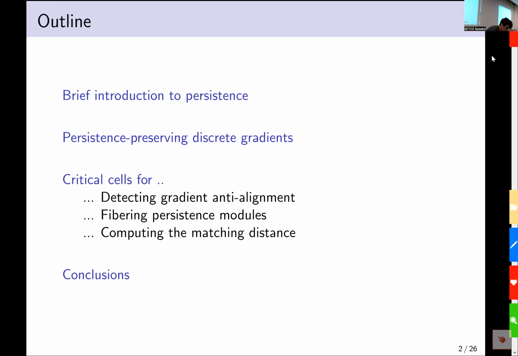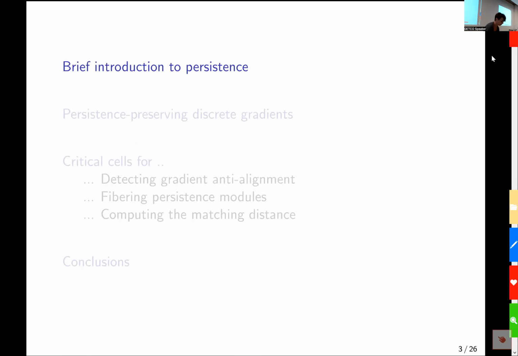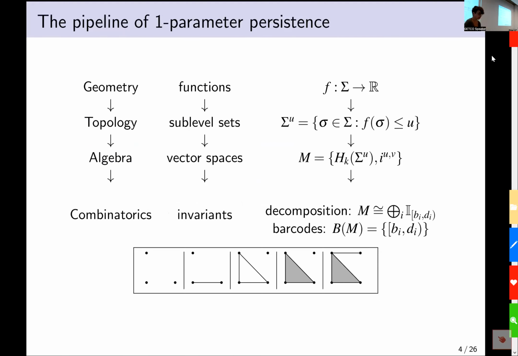So let me start with a brief introduction to persistence. Maybe tomorrow there will be more. Persistence can be thought of as a pipeline where one starts from data. Data is usually given like this, meaning we have a cell complex. In this talk, I will always take it to be a simplicial complex for simplicity. And there is a function defined on the simplices of the simplicial complex. These are the data we want to analyze.